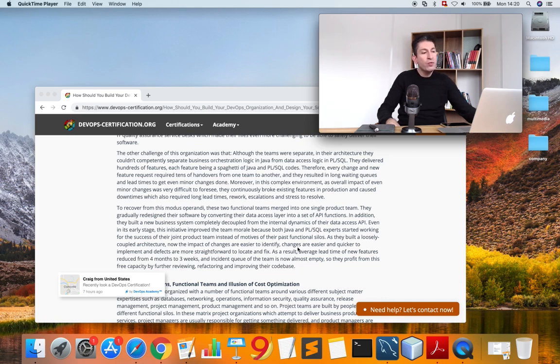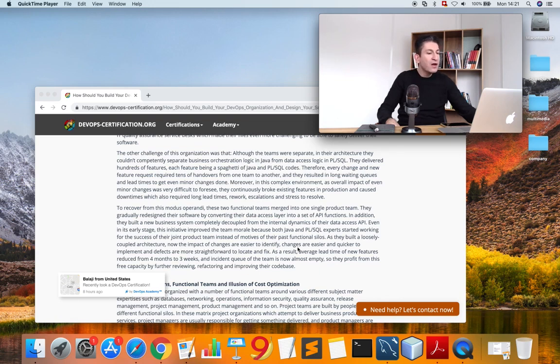To recover from this modus operandi, these two functional teams merged into one single product team. They gradually redesigned their software by converting their data access layer into a set of API functions. In addition, they built a new business system completely decoupled from the internal dynamics of their data access API. Even in its early stage, this initiative improved team morale, because both Java and PL/SQL experts started working for the success of their joint product team instead of the motives of their past functional silos.